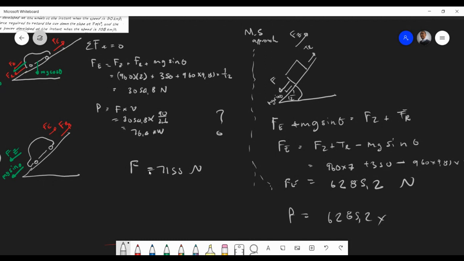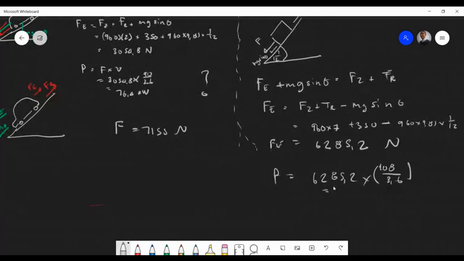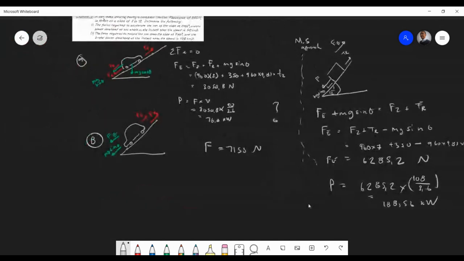685.2 times the new speed now, though, and the speed is at 108. So maybe I'm not understanding the question properly. I'll just refer back to it now. Times 1/8 divided by 3.6. And I get 188.56 kilowatts. So this is our guess, our approach.